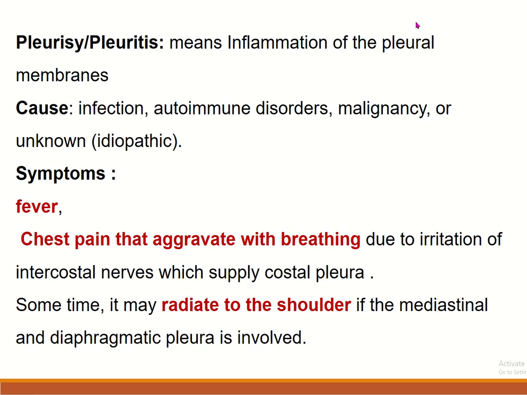Pleurisy means inflammation of the pleural membrane. The causes of this pleurisy are infection, autoimmune disease, and malignancy. Symptoms are fever and chest pain that aggravates with breathing, due to the irritation of the intercostal nerve which supplies the costal pleura and the peripheral part of the diaphragmatic pleura. Sometimes it may radiate to the shoulder if the mediastinal and diaphragmatic pleura is involved.